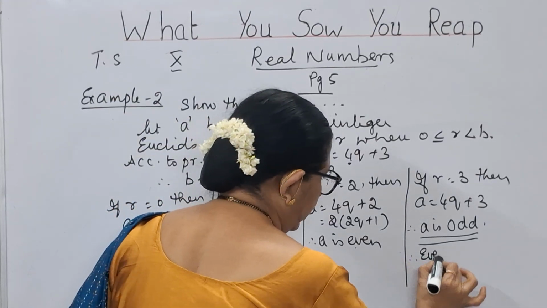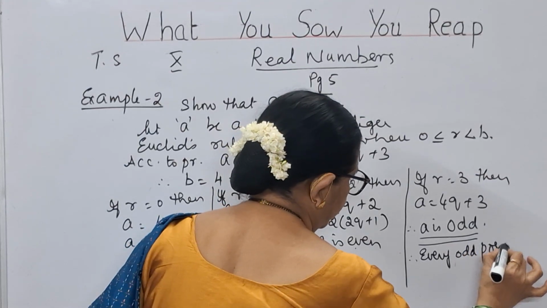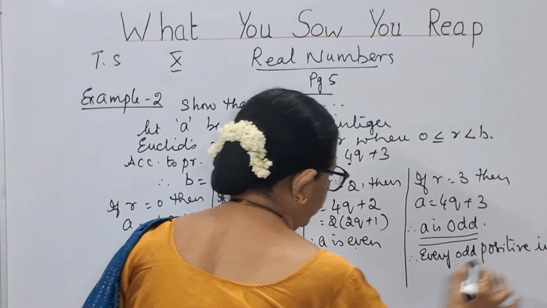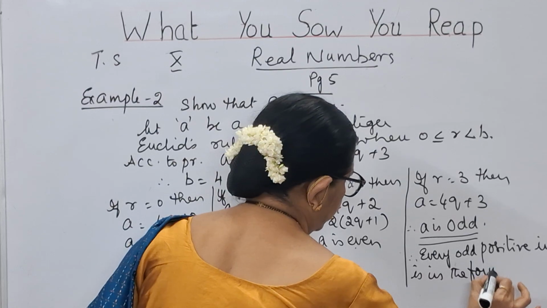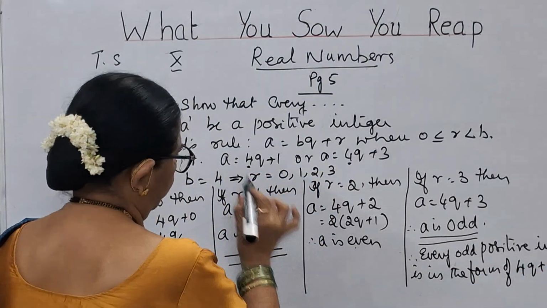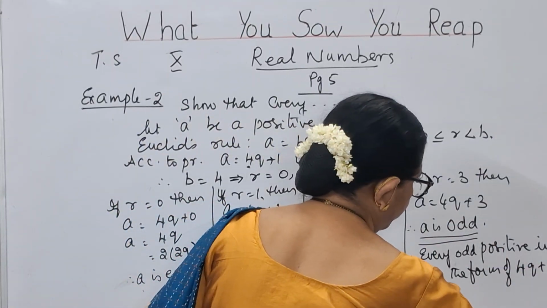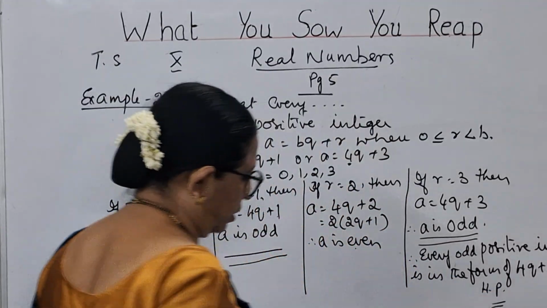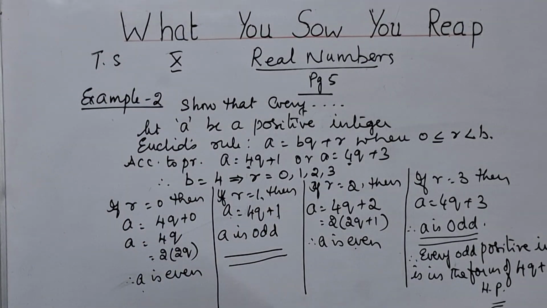So we will write that. Therefore, every odd positive integer is in the form of 4q plus 1 or the next one is 4q plus 3. This is how you are proving it, children. Find out. See this. I hope you have understood. Copy this, children.